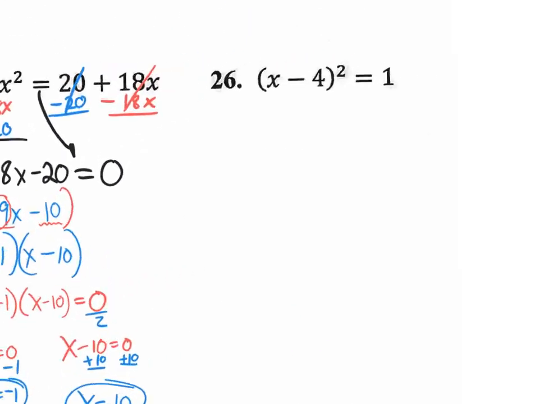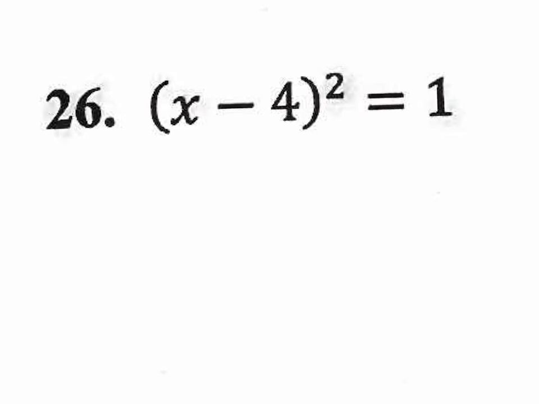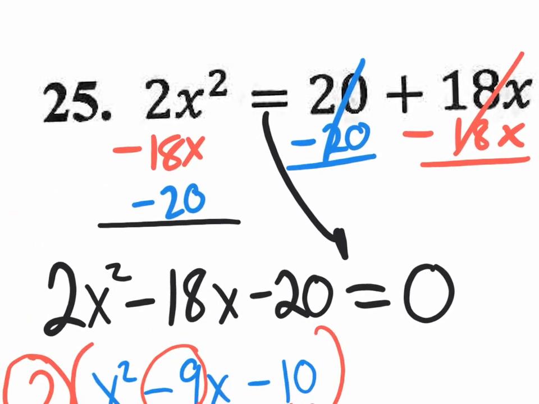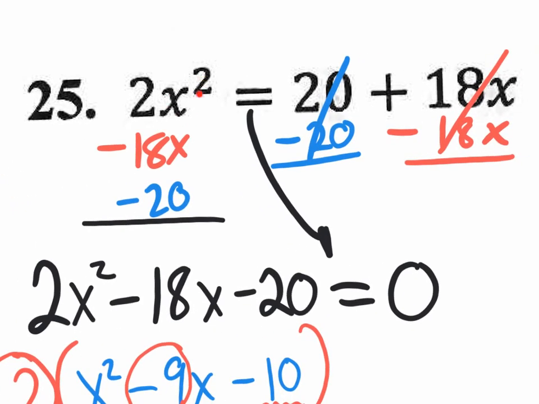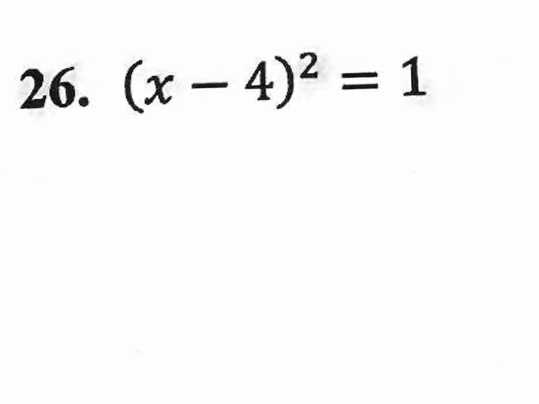Number 26, we finally get to an equation where we apply a square root. Okay, so what's the difference between 25 and 26? 25 had an x squared and it also had an x. So you cannot try to get x by itself because there's two types of x's. But 26 only has one x inside the parentheses. So since you only have one x, you could try to get it by itself.